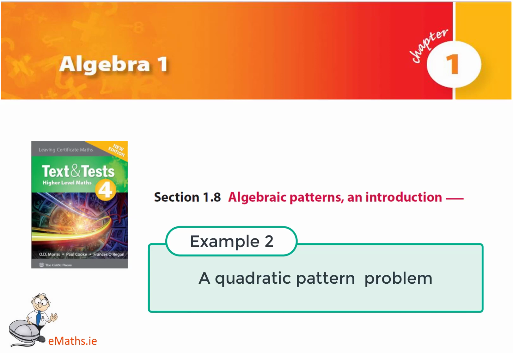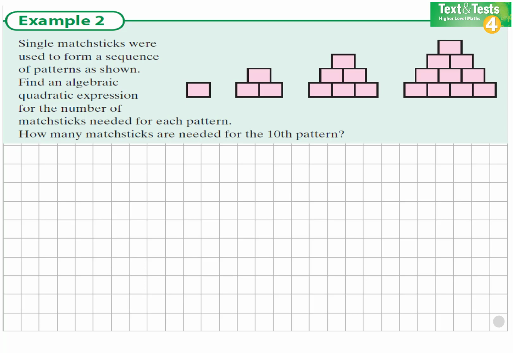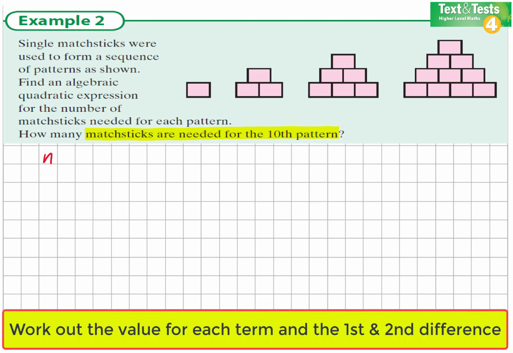Algebraic patterns, example 2, a quadratic pattern problem. So we have these shapes made out of matchsticks. We're asked to find an algebraic expression for the number of matchsticks needed for each pattern, and then for the number of matchsticks needed for the 10th pattern. We'll have to do a little bit of counting at the start because we want to work out the value for each term and what the first and second difference is.